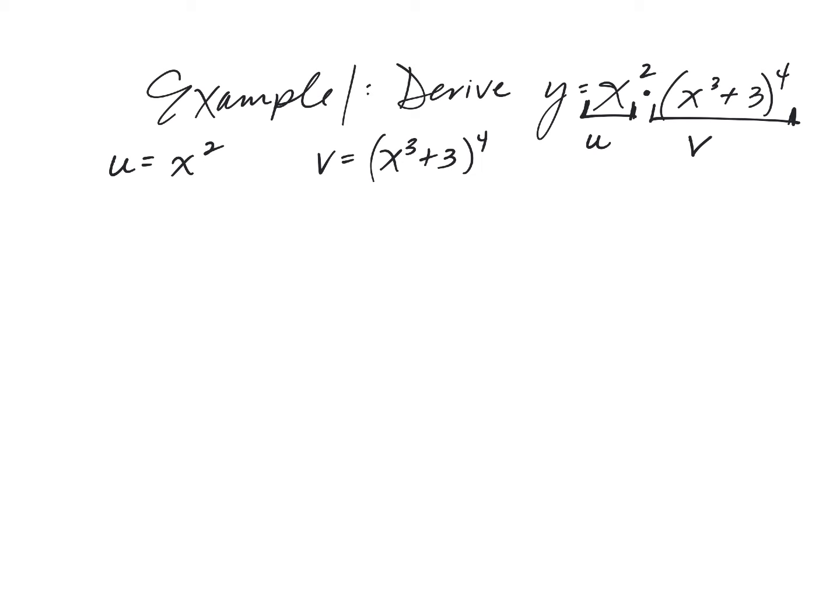From there, what I do is I take the derivative of each of those functions separately. So the derivative, u prime, I get to use the power rule. So I bring the power down, I go to one less power. The derivative of x squared is 2x. That one is nice and quick and easy.